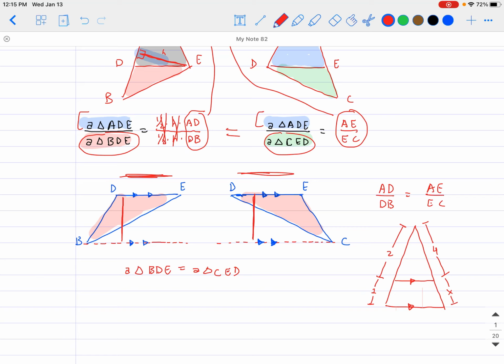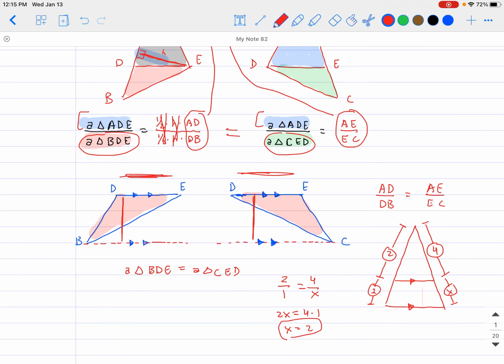According to this proportionality, we can set up the following: 2 divided by 1 is equal to 4 divided by x. Now we can go ahead and solve for the missing side. So 2x is equal to 4 times 1 because of cross multiplying. So x is equal to 2. That's the benefit of being able to solve for this piece right here.